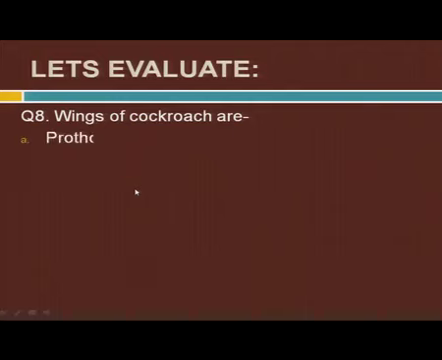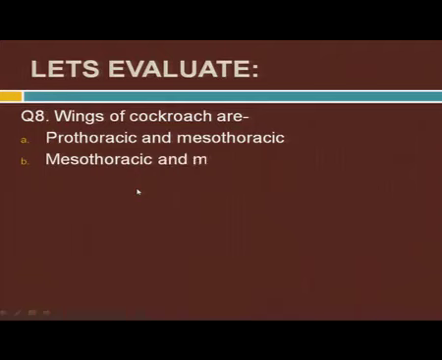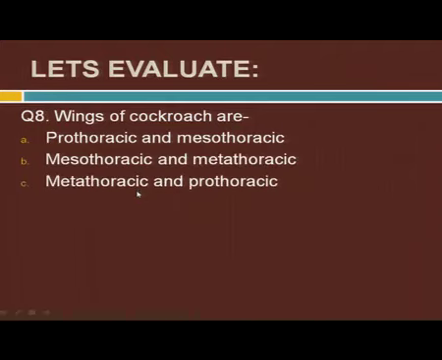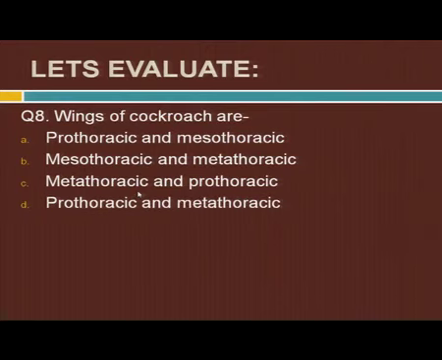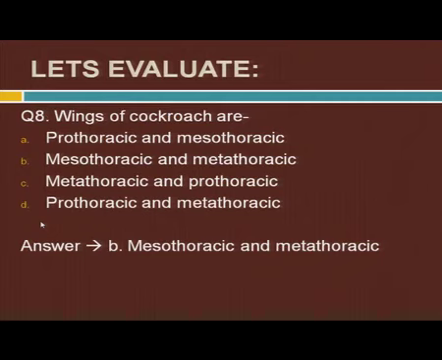Next question. Wings of cockroach are: prothoracic and mesothoracic, mesothoracic and metathoracic, metathoracic and prothoracic, prothoracic and metathoracic. We have learned that there are 2 pairs of wings in cockroach, and the first pair arises from the mesothorax and the last pair, the second one, arises from the metathorax. So, the correct option is B, mesothoracic and metathoracic.